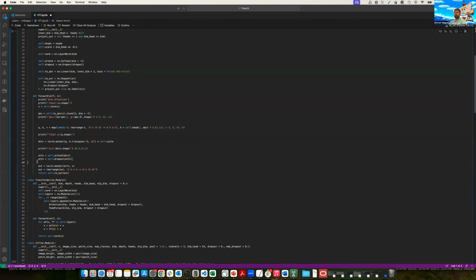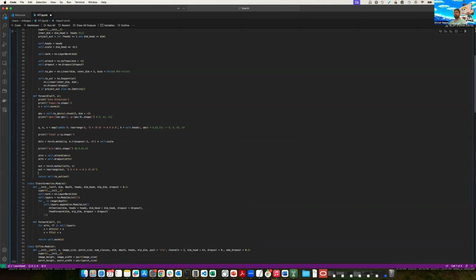Now if you look here, Q dot K, then there is dropout, then the output. Attention is multiplied by v, and then rearranged again to b cross n, the number of tokens, cross heads cross dimension. So let's print the output of attention, the attention output.